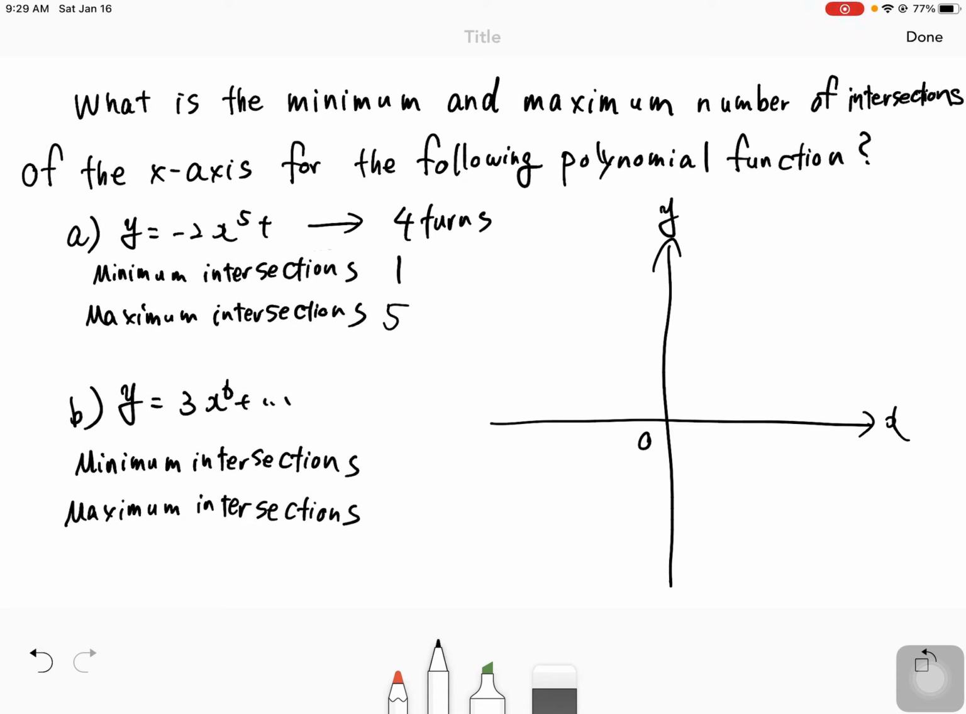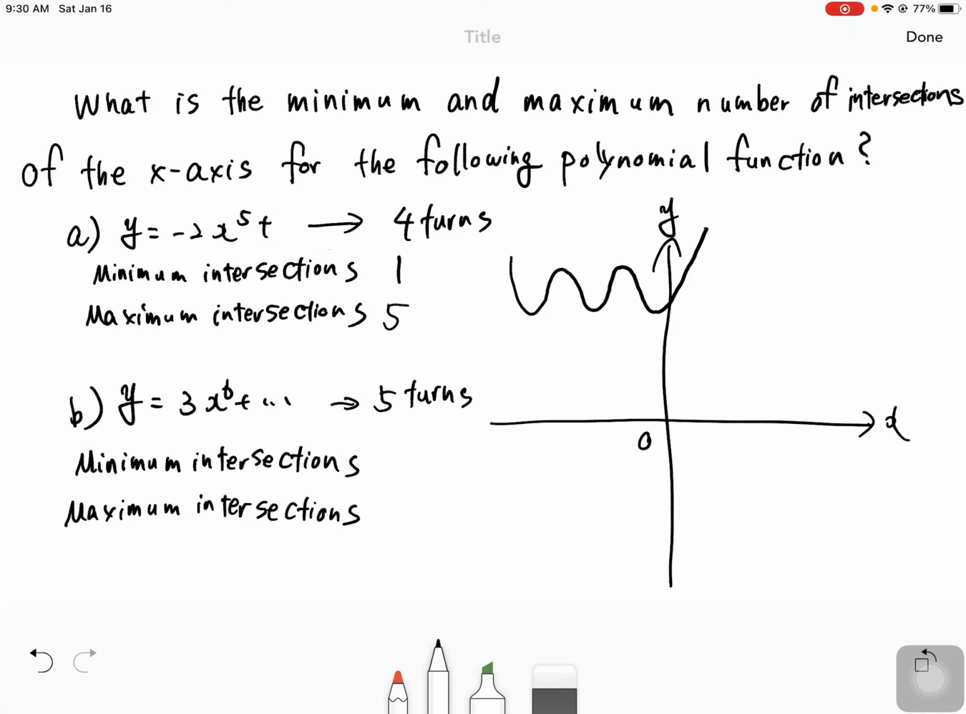The next one, let's move to number B. y equals 3x to the power 6 plus something. The degree of this function is 6, so it could have 5 turns. Okay, so let's find minimum intersections again. Let me start from the top. 1, 2, 3, 4, 5. Actually, it's possible it doesn't have any intersections of the x-axis, which means the minimum intersections is 0.